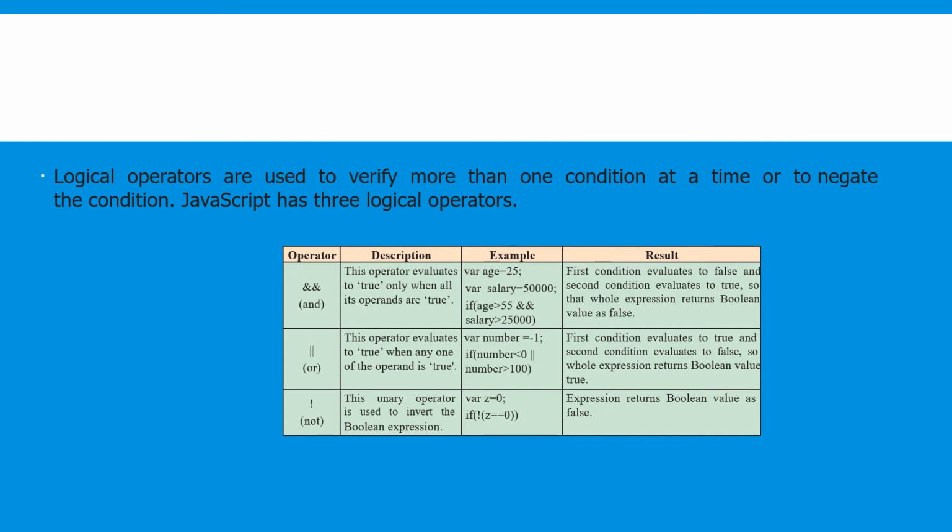And the condition we are checking with not: this unary operator is used to invert the Boolean expression. Variable z is equal to 0; if not z is equal to 0, the expression returns Boolean value as false, as the variable value is 0. So and, or, and not, these are the three logical operators in JavaScript.